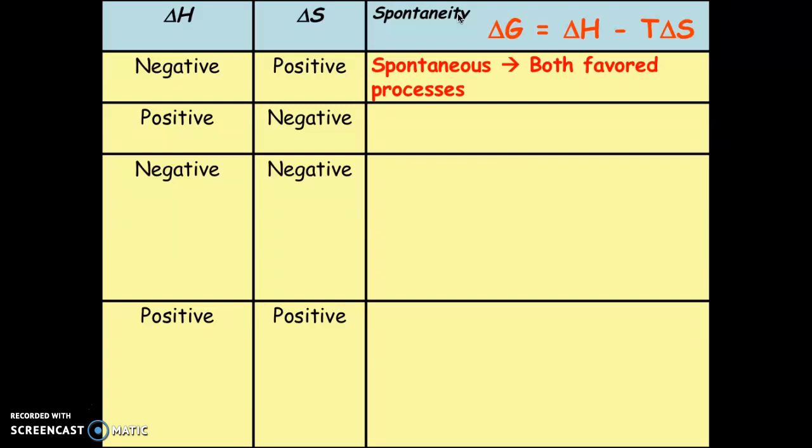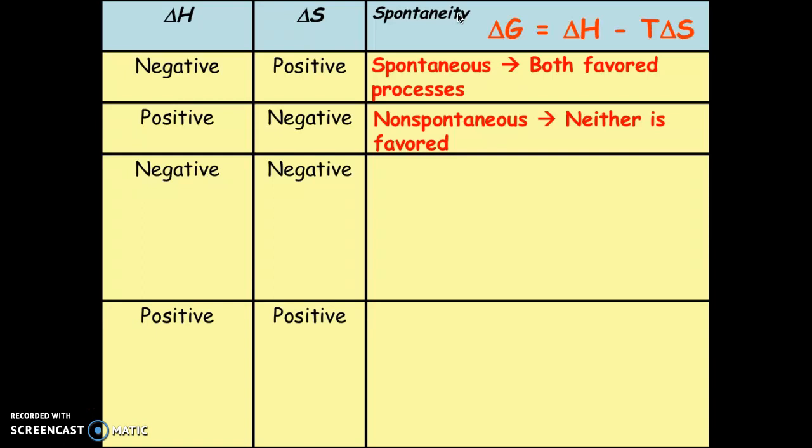Both variables, delta H and delta S, favor spontaneity. If delta H is positive and delta S is negative, neither one of them favors a spontaneous reaction. So that is never spontaneous. It is non-spontaneous. Neither favors the reaction, so it's just not going to occur.